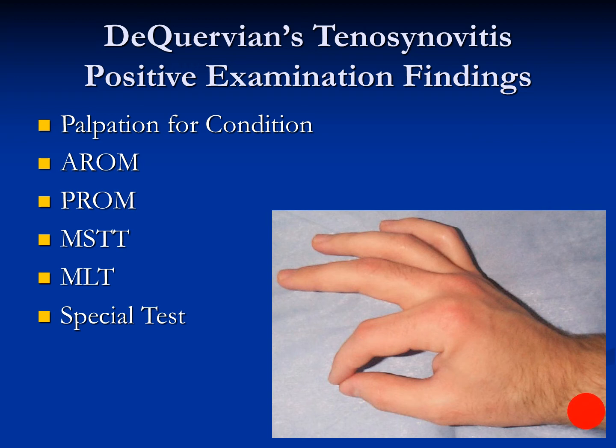All right, how about an MSTT? What findings would you have with an MSTT? Yep, most likely strong and painful, especially for thumb abduction and extension. Now, with a strong and painful MSTT, you can move on to an MLT down the line, and what would you find there? Right, positive, shortened, something that would reproduce pain with the APL and the EPB. Now, what do we know about special tests? A special test is basically a fancy MLT.